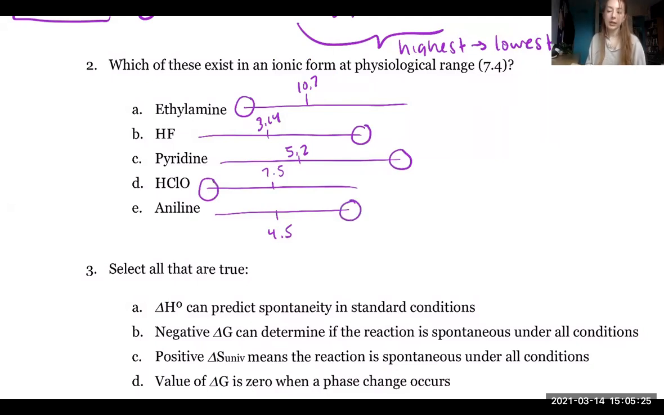Okay, and so by using the rules that we talked about, where bases are ionized before the pKa and acids are ionized after the pKa, we can answer this question. And so the only ones I see here that will be ionized are the first one and the second one. So any questions on this one?